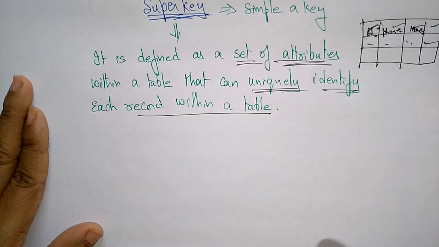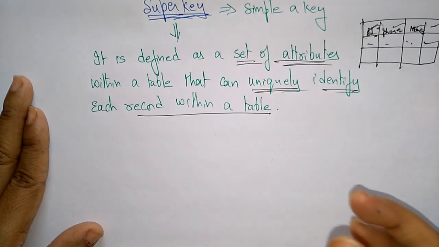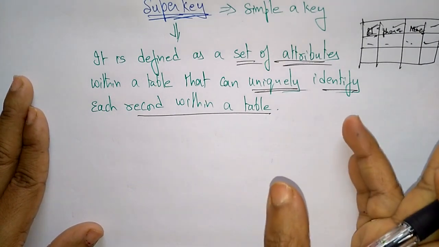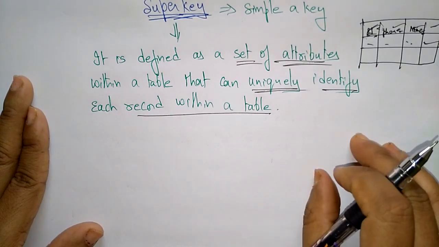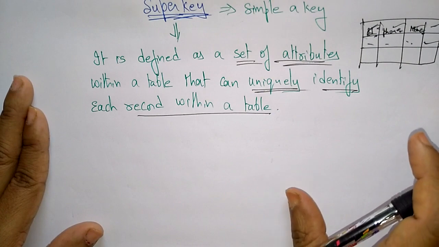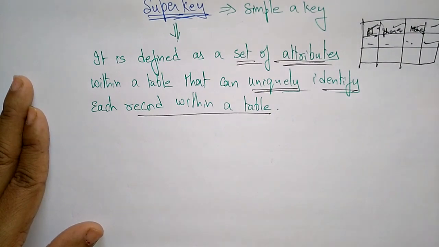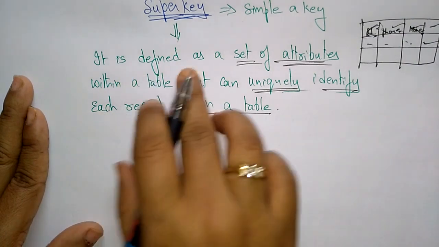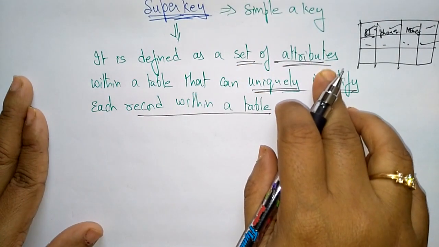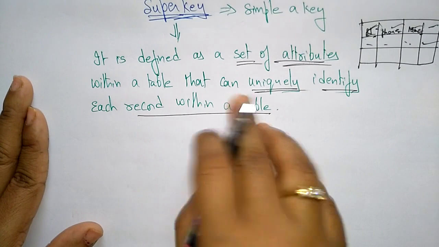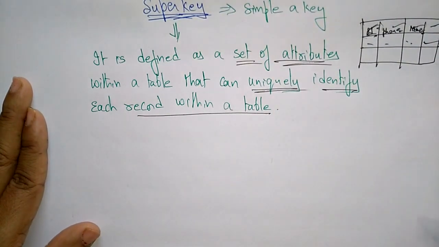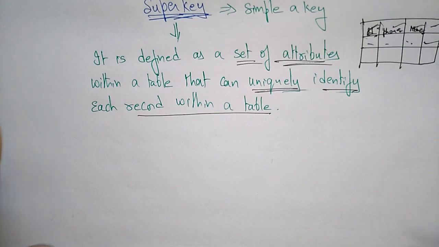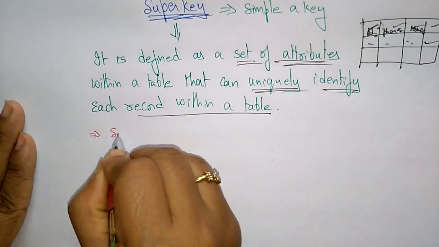An ID means only one value will be unique. If one person has roll number 24 in the same class, meaning in the same table, another person doesn't have roll number 24. He may have another name. So that you call unique. So it is defined as a set of attributes within a table that can uniquely identify each record within a table.